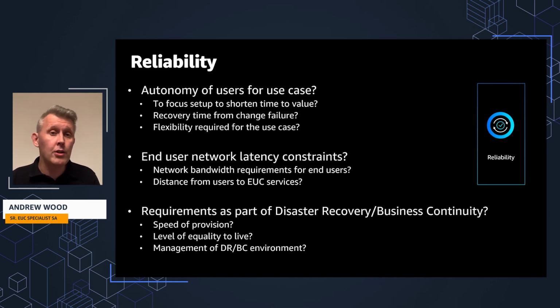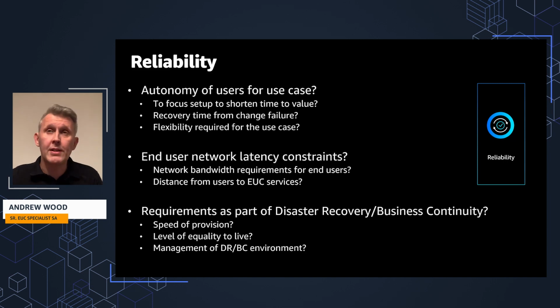What are the end user network latency constraints? Key for any end user compute service is the user experience. When you look at the use case for your user profiles, where are the users in relation to AWS regions that support the UC services? What bandwidth network capability do they have available?